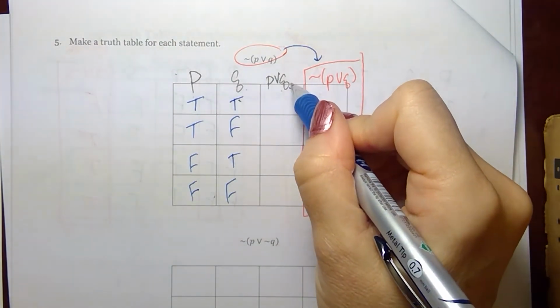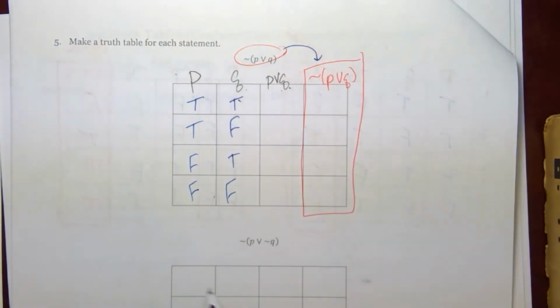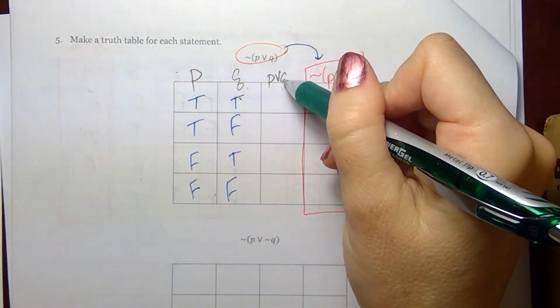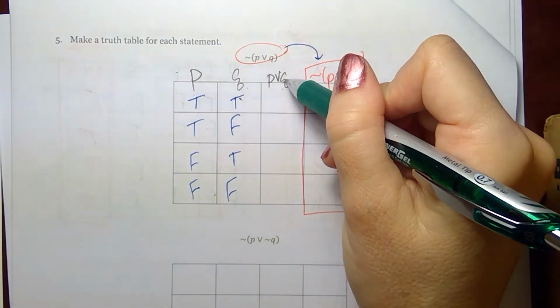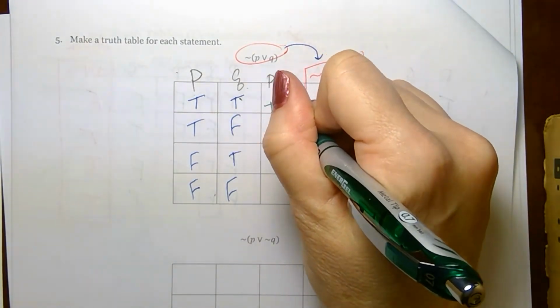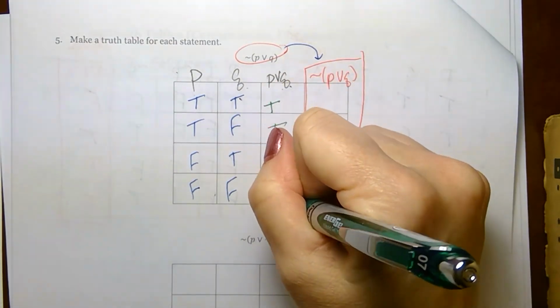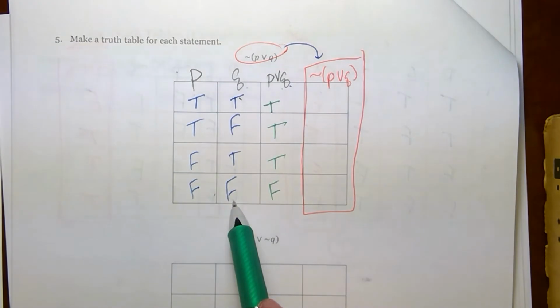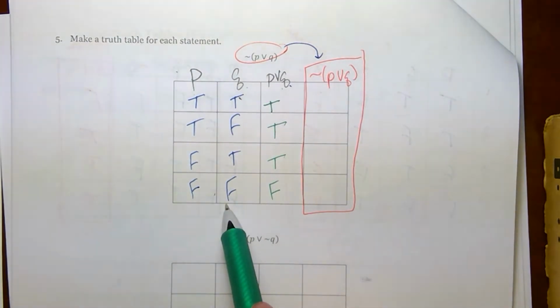To get P or Q, I compare these two together. Or is a disjunction. It's an inclusive or. If one is true at least, then this truth value for the or is true. So I've got true, true, true. This last case is false. Case 4 is false because false, false. Neither one of those is true.